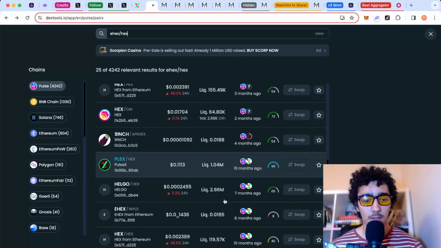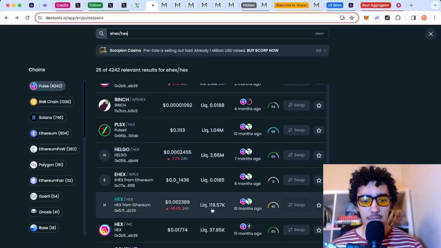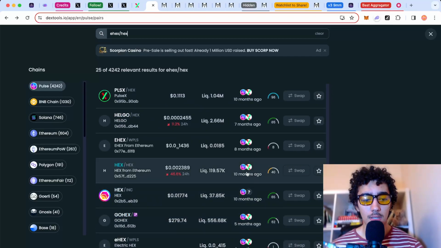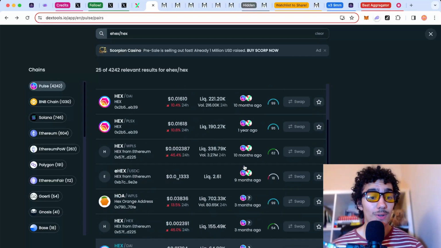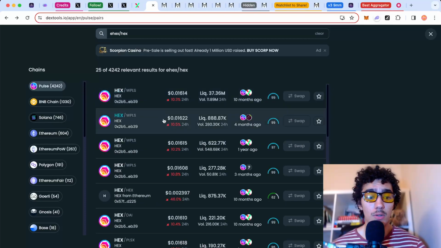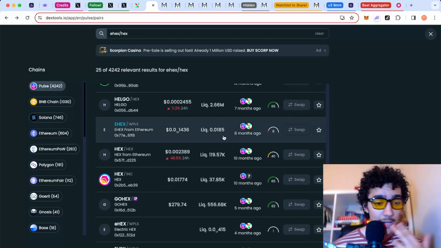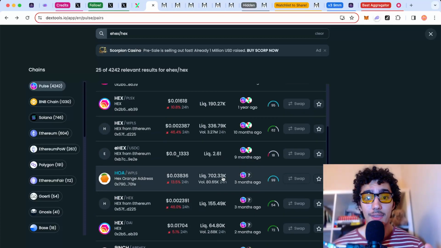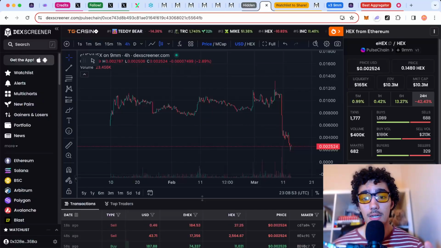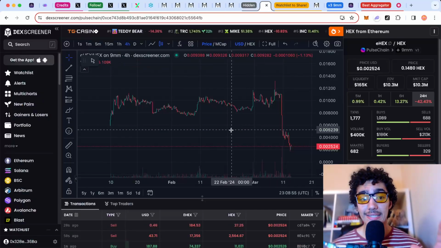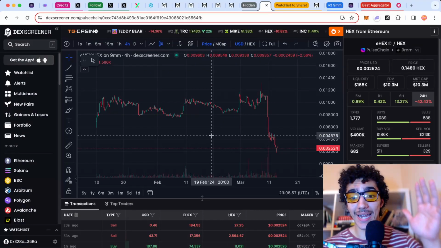HEX/HEX, this might be it. No, it has to be unknown, because these are all PulseX. DEX Tools is not perfect. It doesn't show if it's version 1, version 2, or version 3. I don't know how I found it, but guys, I did find it. Thankfully, it's right here. I added it to the list, and you guys can watch it. This is a gem. Let me tell you guys, a lot of people cannot find this.